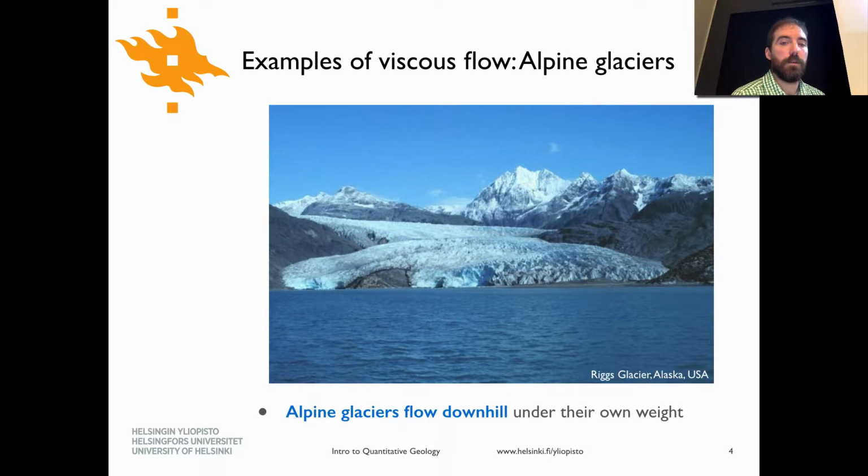But ice is one of the fluids that flows at relatively high rates, and so even over a year, you can see meters of movement of glaciers. And so it's a nice thing to be able to study how ice behaves, to look at examples like this from Alaska and the U.S.